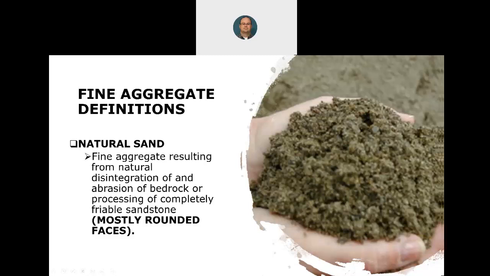Natural sand, fine aggregate. Again, fine aggregate passes the number 4 sieve and is retained on the number 200 sieve. It results from natural disintegration and abrasion of bedrock or processing of completely friable sandstone, mostly rounded faces. Erosion and transportation by the glaciers causes natural sand. Think about it rolling down the stream. Natural sand has rounded faces, and natural gravel has rounded faces. Natural sand is fine aggregate. Natural gravel is coarse aggregate.